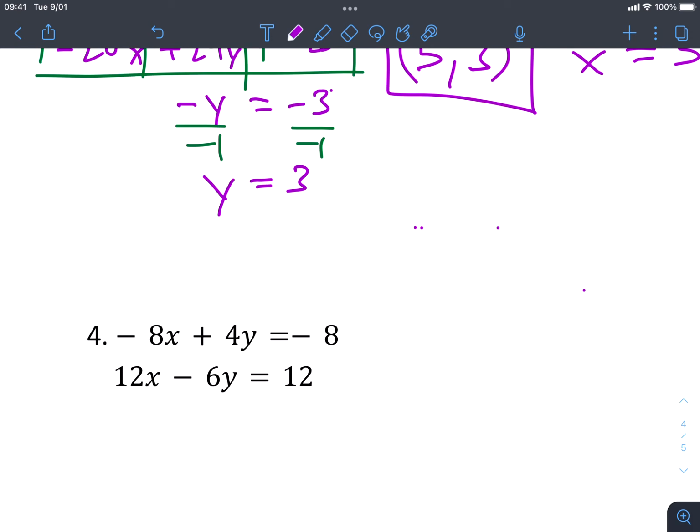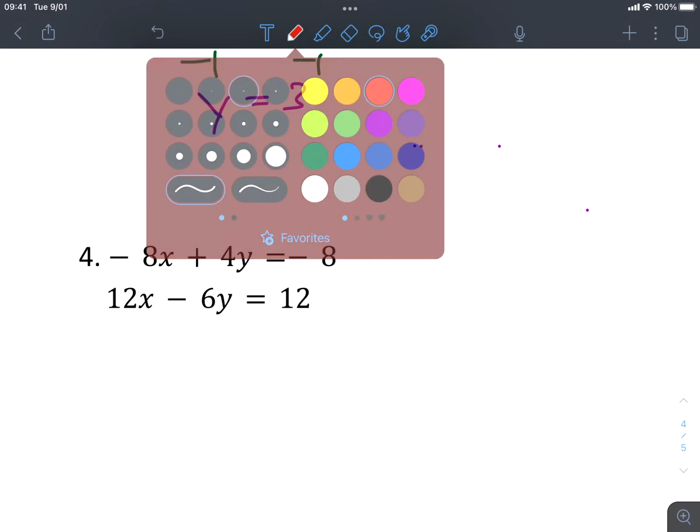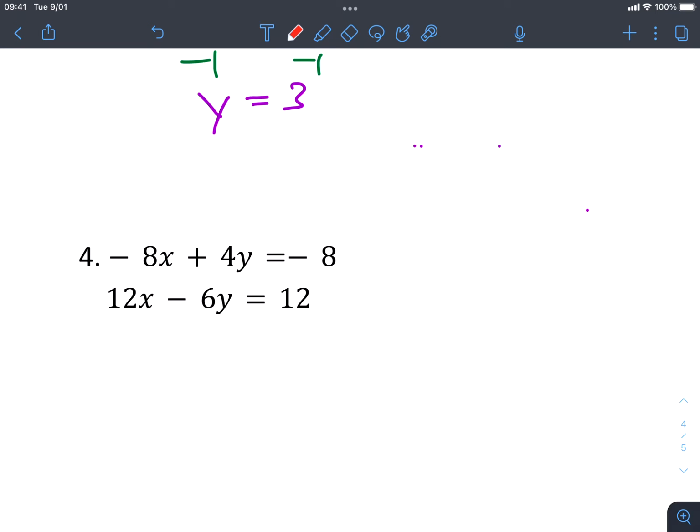Now, I want to highlight that if you wanted to get the x's to cancel, you could do that, but you can also cancel the y's. For example, if I wanted to cancel the x's, I needed to find the least common multiple between 12 and 8, in this case 24. So if I took my first equation and multiplied it by 3, and my second equation and multiplied it by 2, I would get positive 24 and negative 24, which is perfect, and that's what I would want.